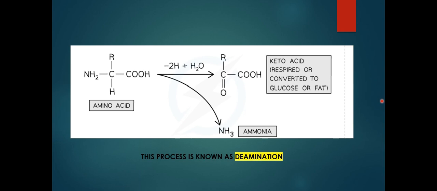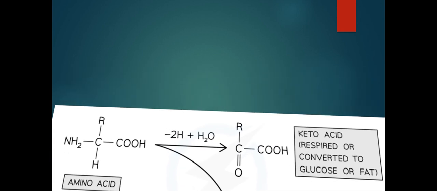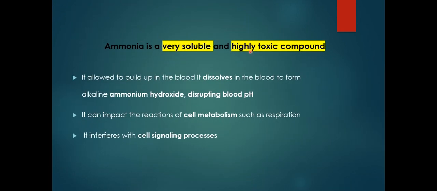And in order for that process to happen, it's excreted here. It's a highly toxic compound, and it interferes with the cell signaling process. For example, it can decrease the cell metabolism. Another problem: it's alkaline. It can form alkaline ammonium hydroxide, which disrupts the pH. So how is it excreted? I'll show you right here.